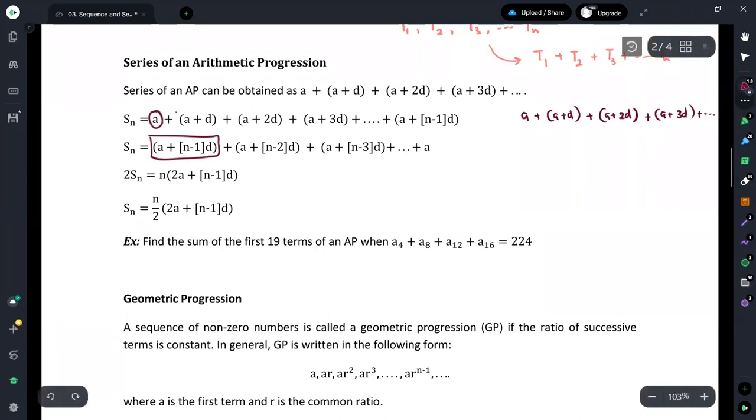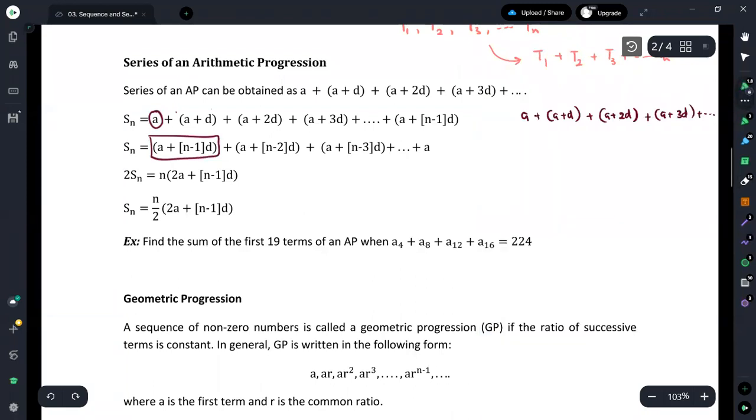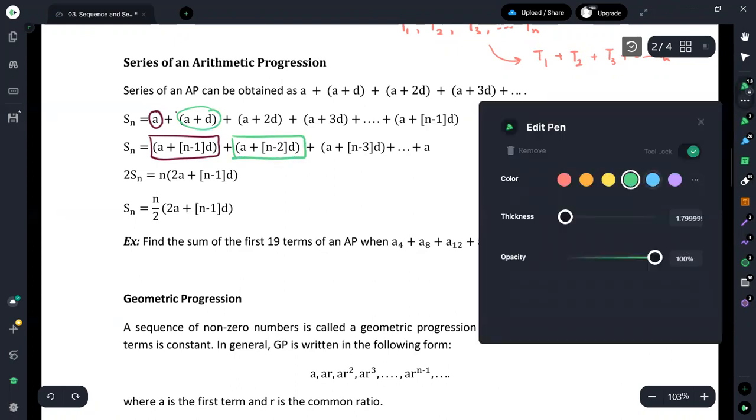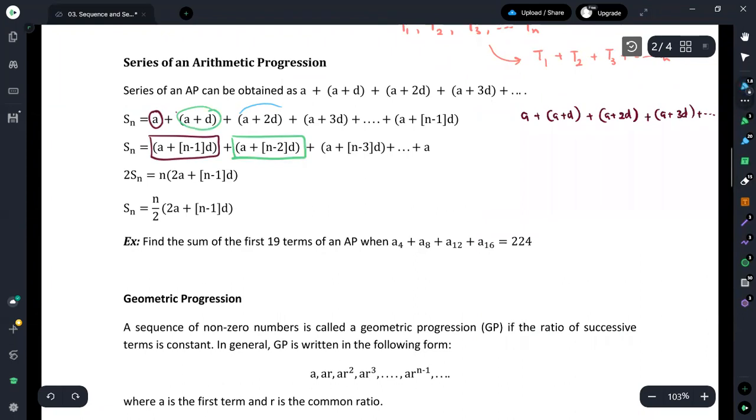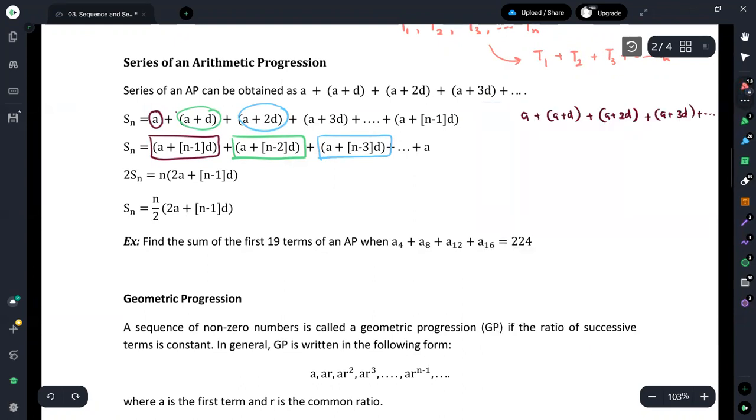Likewise, now we are adding the terms in their order. Then this is the second term we are having, then it is added to this term. Likewise, the next term is added to this term. Likewise, we can have it for the last term as well. Here it is added to the term a.